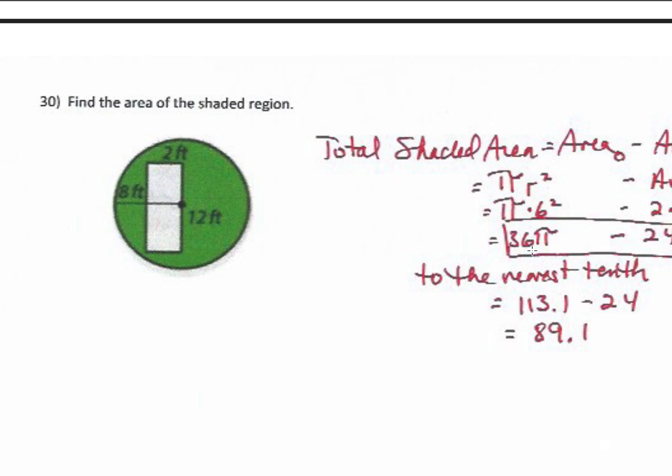64 times 3.1416. And then it wants to take off the area of the rectangle. The rectangle is 2 by 12, so the area of that's pretty easy. Just 2 times 12 is 24. So if I get 64 for the radius of 8, not 6, squared, I get 201.0624, and then if I subtract off the 24, which is the area of the rectangle, I get 177.06, which is, whatever we want to round it to, 177.1.